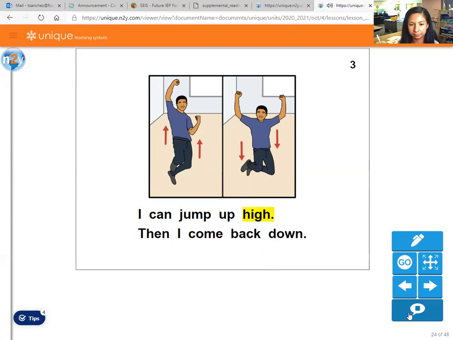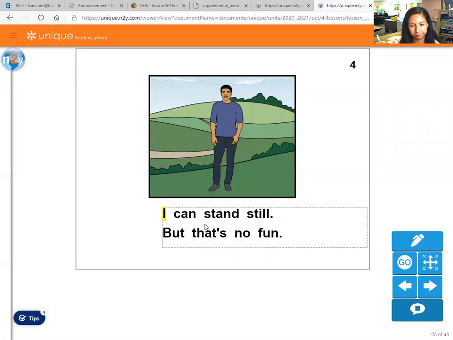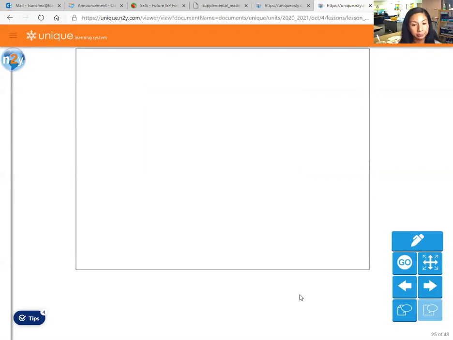I can jump up high. Then I come back down. Okay, here he is in his classroom jumping high in the air. He must be happy or excited about something. So he jumped up high and then he came back down. Gravity brought him back down. I can stand still, but that's no fun. Okay, is that right? Standing still is no fun. Standing still means standing and not moving or doing anything. That's not fun, huh? You want to be moving.